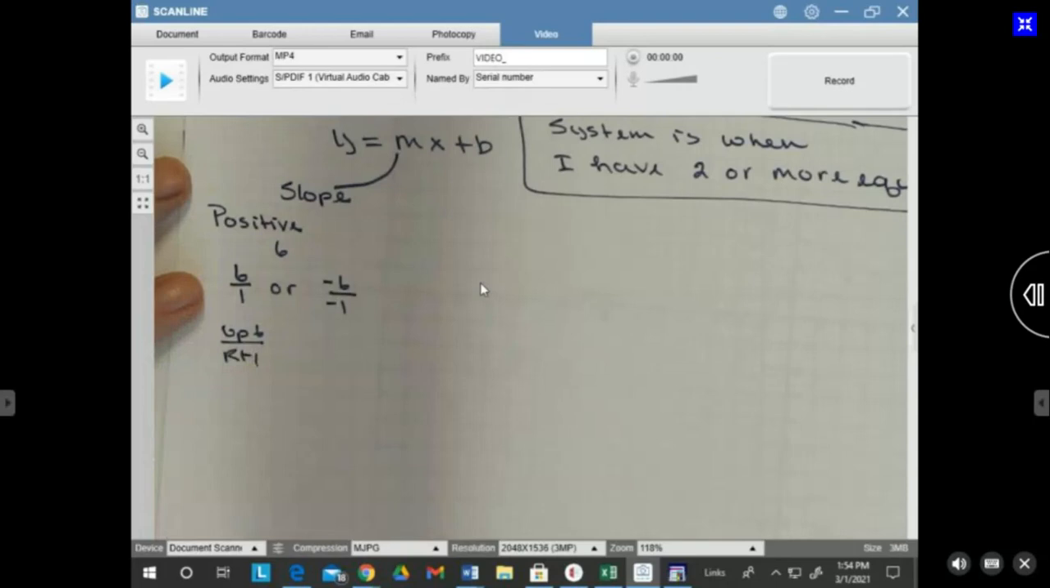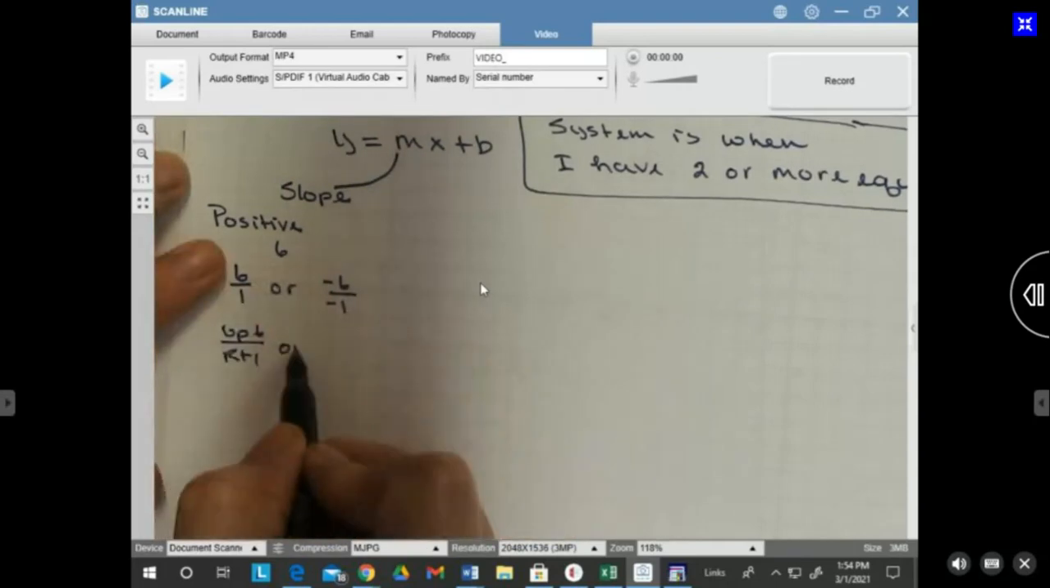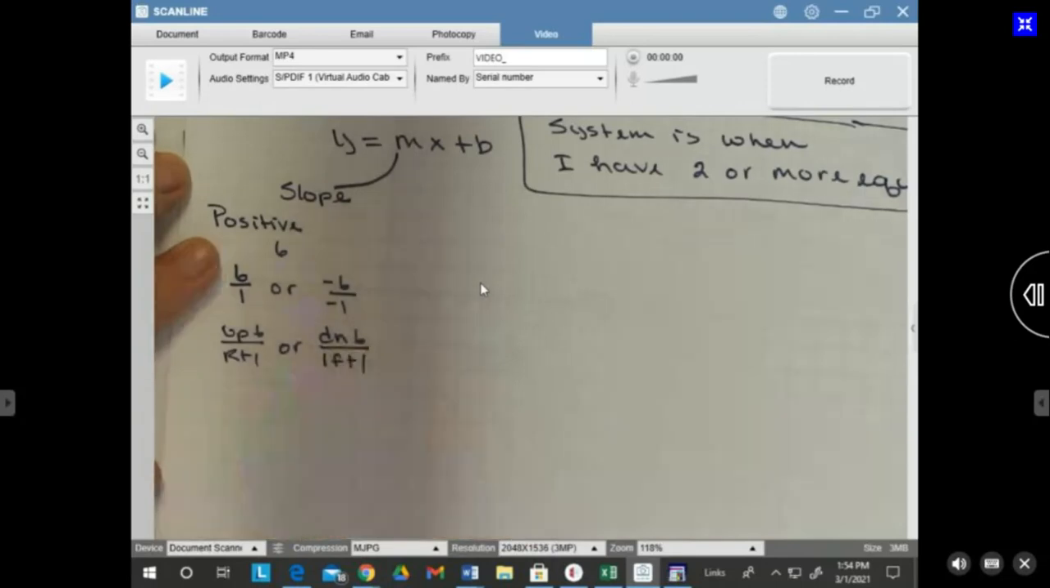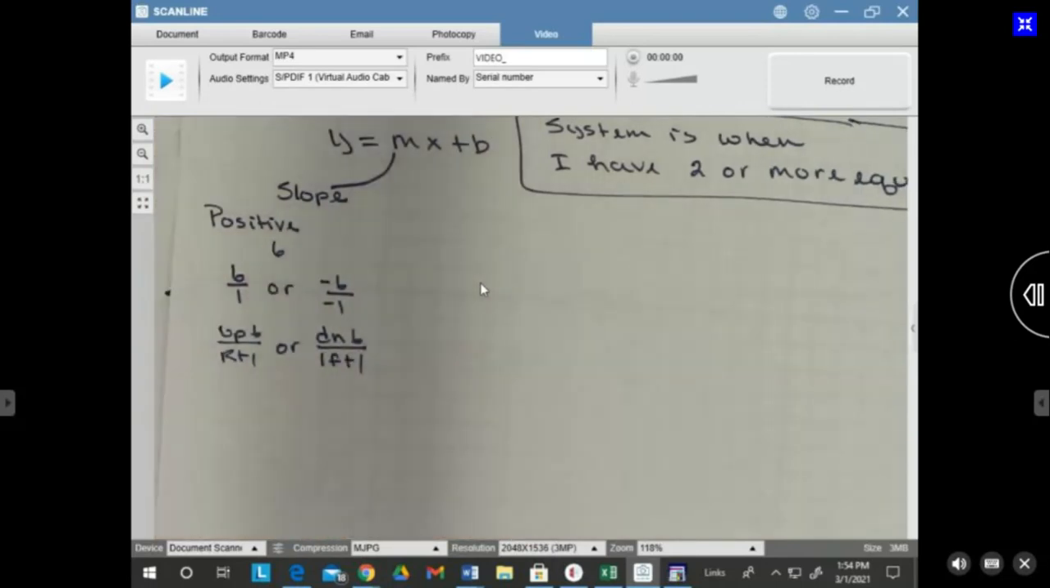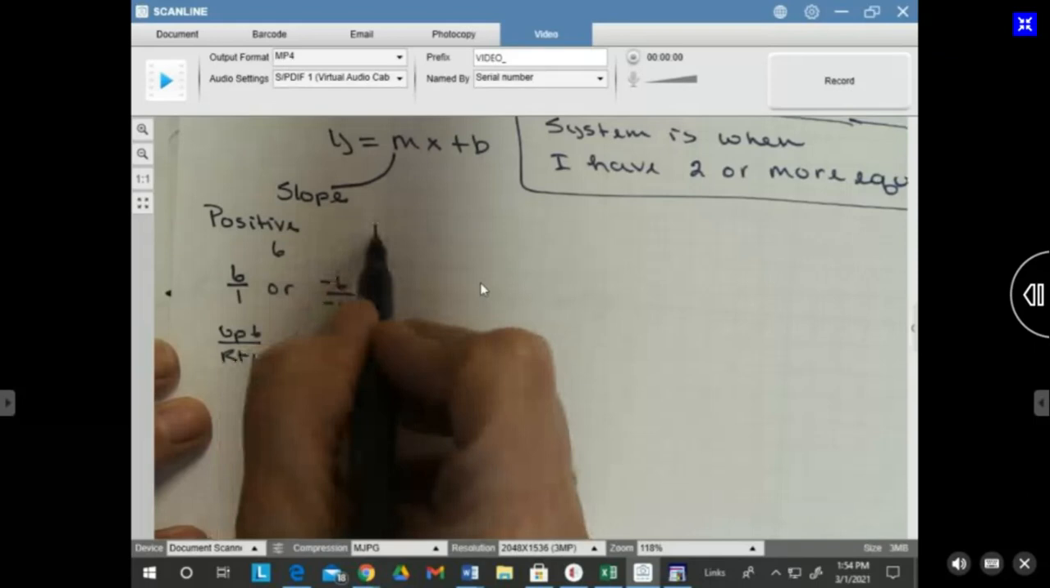If I have negative 6 over negative 1, down 6 and left 1. You're going to have to do this graphing. If you can't put one line on a graph, I don't know how you're going to put more than one. So for the first time, at least, write it down.